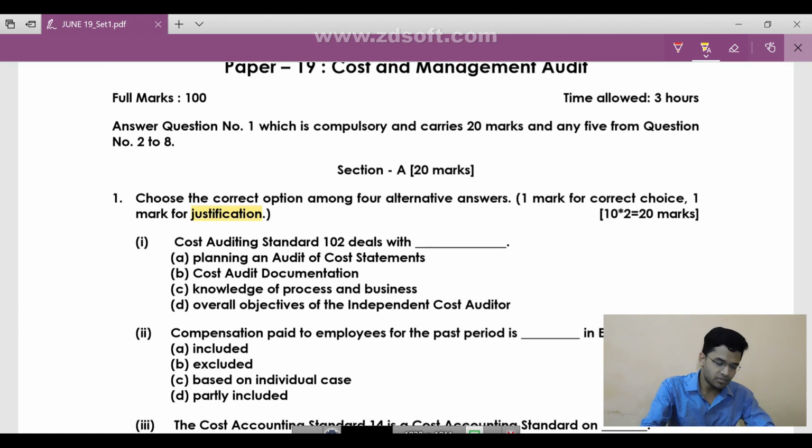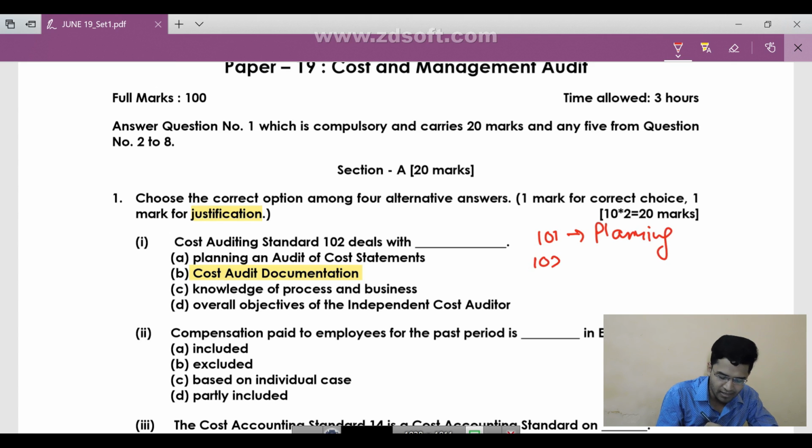So your first MCQ is Cost Auditing Standard 102 deals with, tell me, what does 102 stand for, or what does it deal with? Yes, you are right. 102 deals with cost audit documentation. Absolutely correct. And can you quickly tell me which are the other cost auditing standards which is there in our syllabus? Yes sir, 101. Guys, tell me what is 101. 101 is planning. 102 is of course documentation.